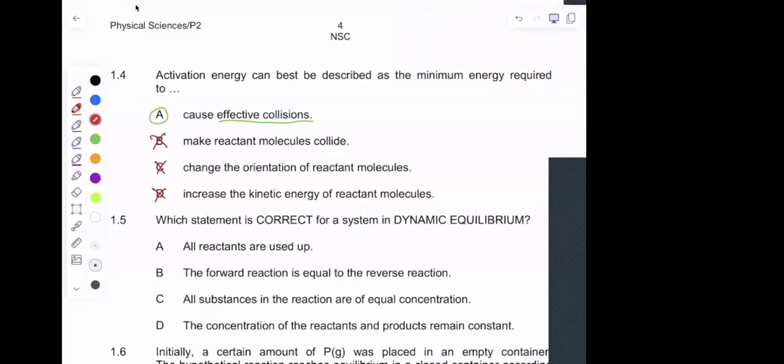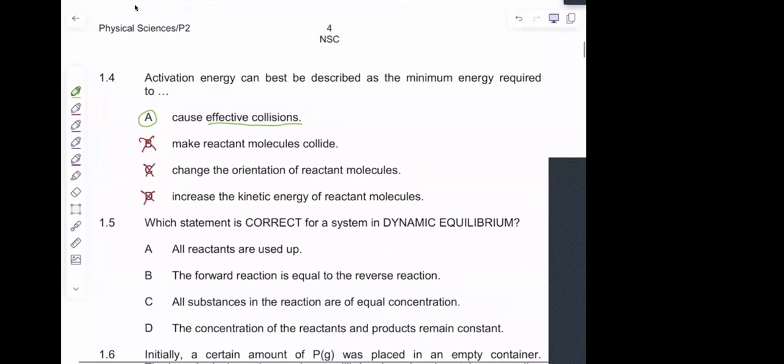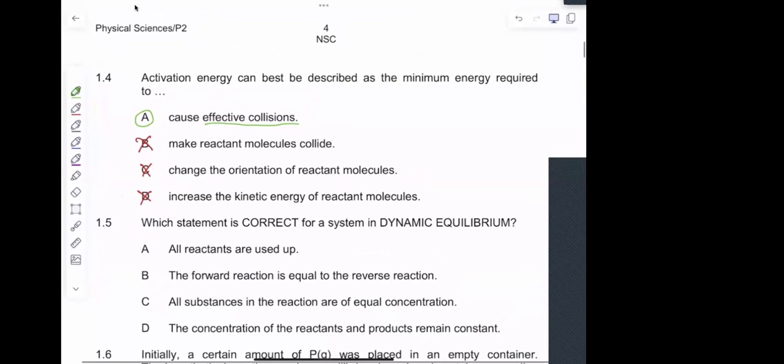Give you guys 10 more seconds for 1.5, and then we'll look at the answer together. Five, 4, 3, 2, and 1.